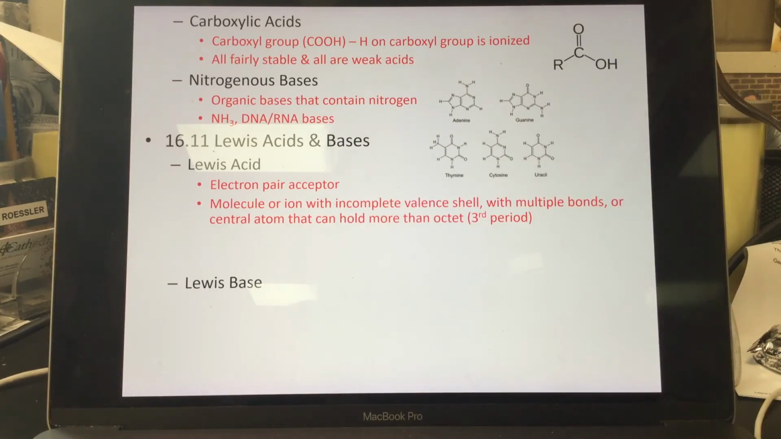So what you want to look for to identify if this is a Lewis acid is, in order for it to be a Lewis acid, it has to be either a molecule or an ion that has an incomplete valence shell. It can have multiple bonds, or a central atom that can go beyond the octet, and that's our third period elements, again, that can do that. Second period elements cannot do that. But so they have basically an opening where they are able to accept a pair of electrons.